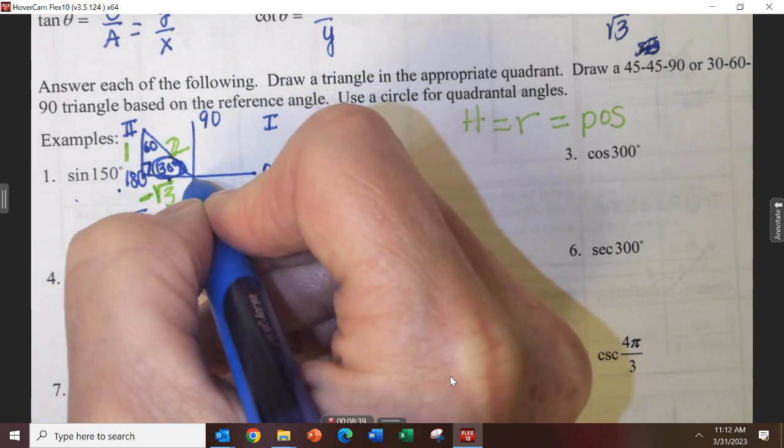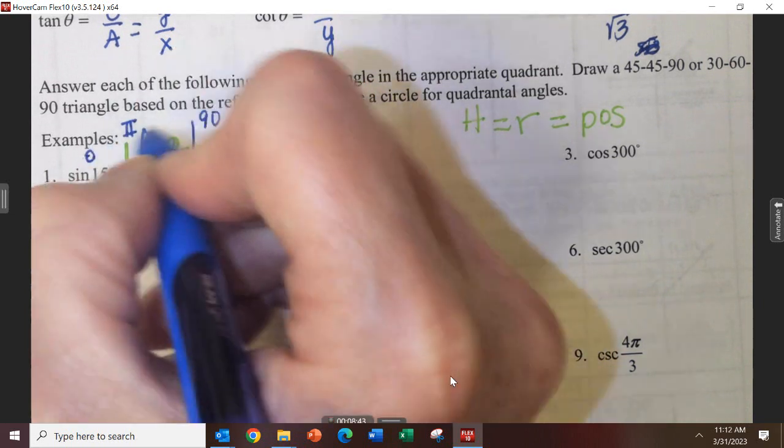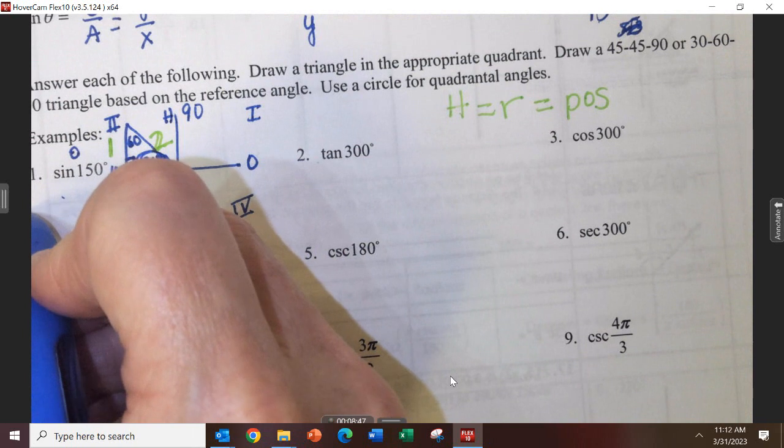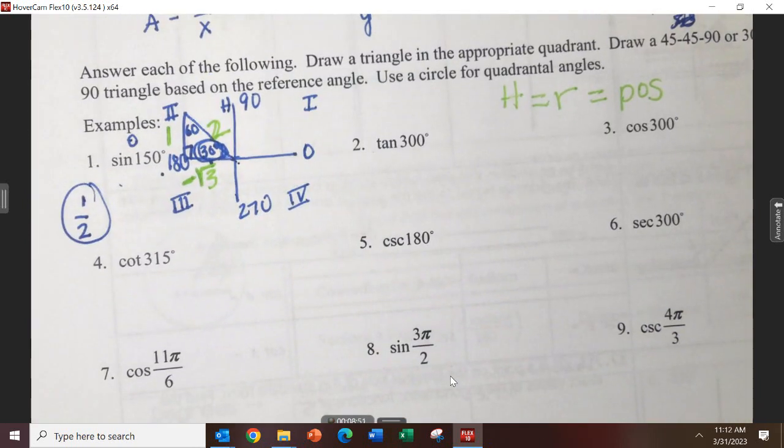So now we're going to look at our triangle, and we're going to do always from this angle right here, from this angle by the origin. This would be opposite. This would be hypotenuse. Sine is opposite over hypotenuse. Do you guys see why it would be 1/2?